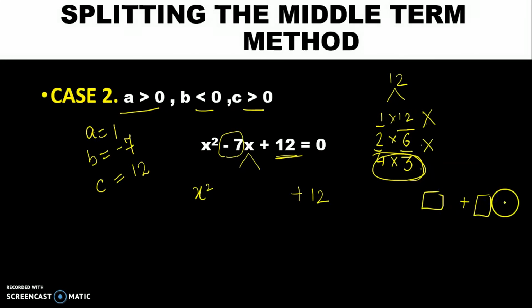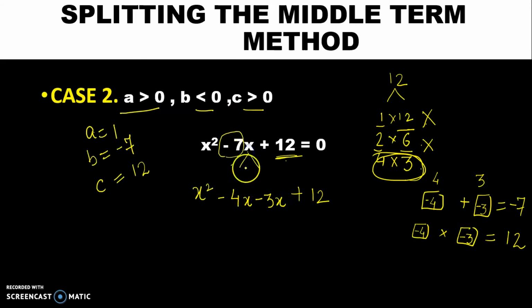I have told you in case 1, their sum should be coefficient of x, that is minus 7. And their product should be equal to a multiply c, that is 1 multiply 12, that is 12. Now look here. If you write here 4 and 3, 4 plus 3 will be 7, not minus 7. So if we write minus 4 minus 3, their sum will be minus 7. Right? And check their product. Minus 4 multiply minus 3. Their product will be 12. So we are going to use these numbers. Minus 4x and minus 3x. We are writing here x because we are splitting the middle term where variable is x.